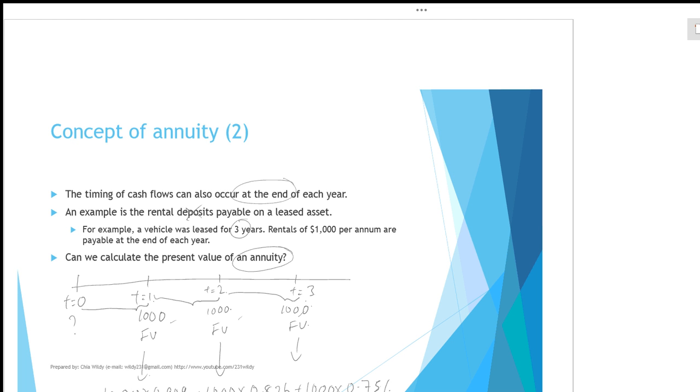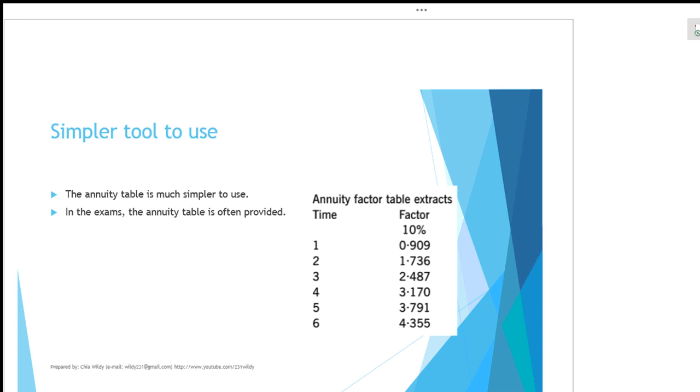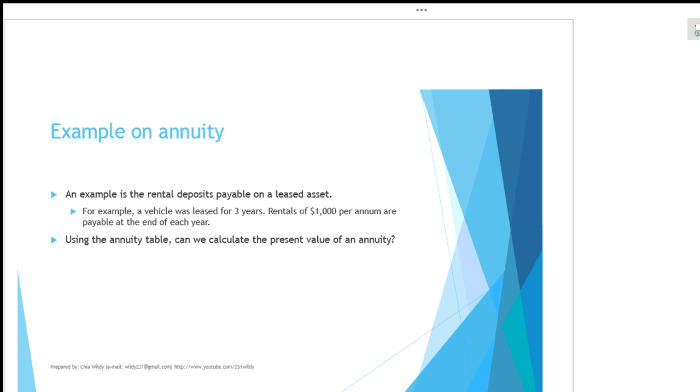So the calculation isn't difficult. What is important is that you have to assess whether the cash flows are happening at the beginning or at the end, because that ultimately affects your calculation of the present value of cash flows. Now, the simpler way to go about it is to refer to what is known as an annuity factor table. The annuity factor table cuts short the work of having to find the present value of the cash flows each year.